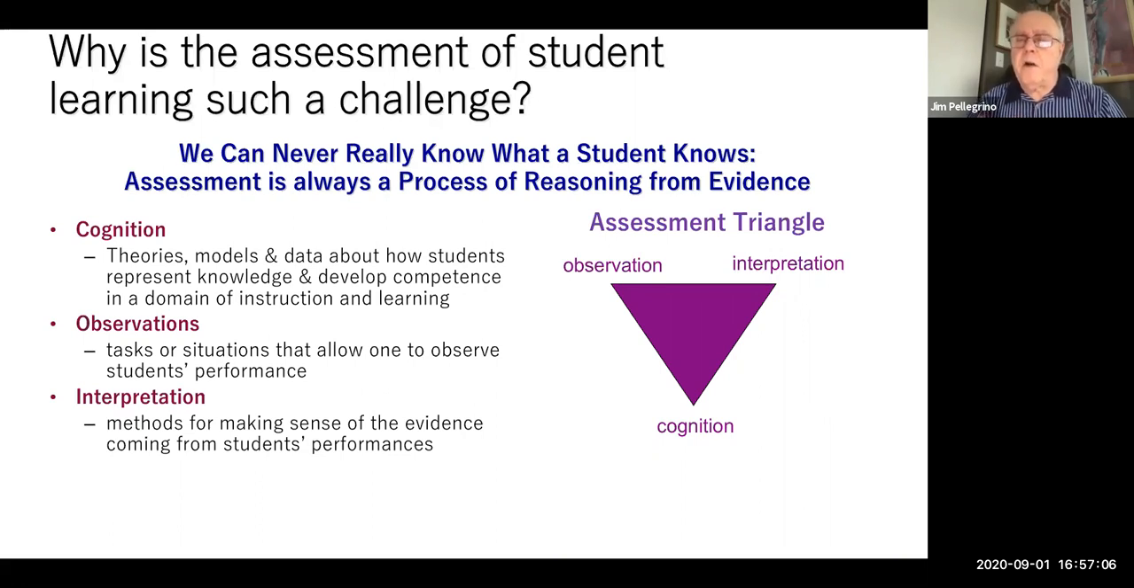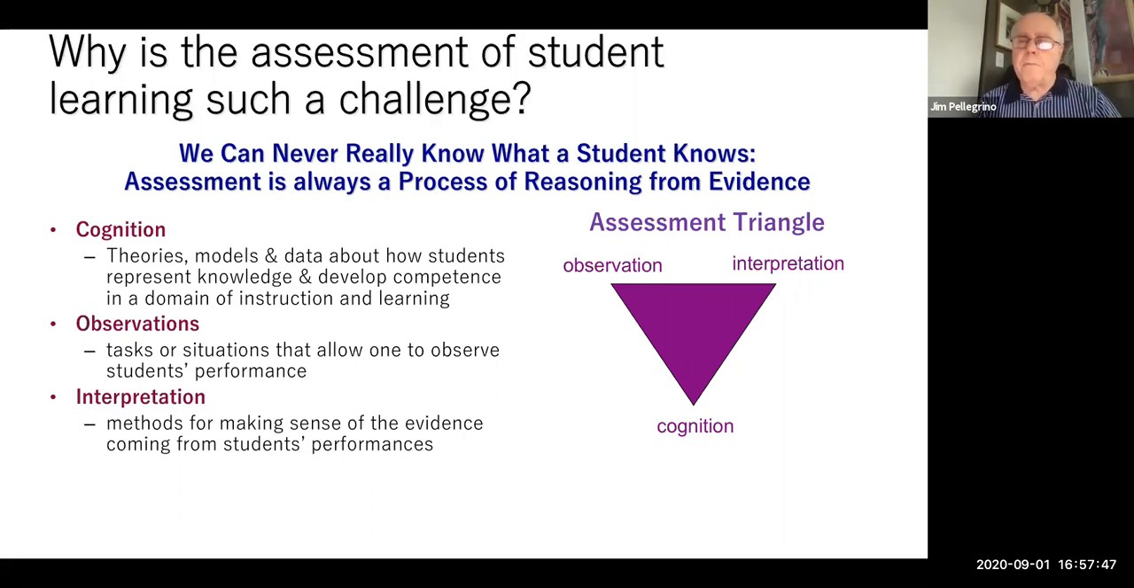The first of which is cognition. What we mean by cognition are existing theories, models, and data about how students represent knowledge and develop competence in a given domain of instruction and learning, whether it be mathematics or science or history or whatever is the domain. This is basically, what does the research base, what does the knowledge base tell us about what it means to know and learn particular subject matter competence.